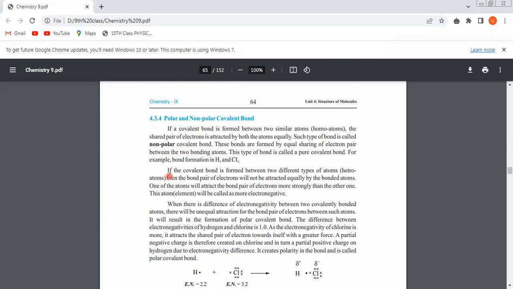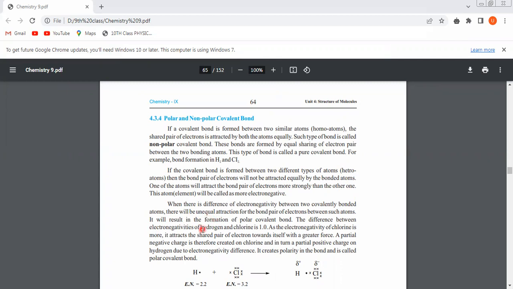If a covalent bond is formed between two different types of atoms, heteroatoms, then the bond pair of electrons will not be attracted equally by the bonded atoms. One of the atoms will attract the bond pair of electrons more strongly than the other one. This atom will be called more electronegative. When there is a difference of electronegativity between two covalently bonded atoms, there will be unequal attraction for the bond pair of electrons. It will result in the formation of a polar covalent bond.